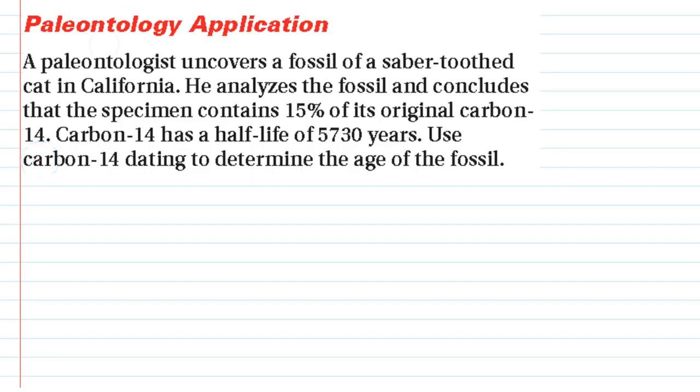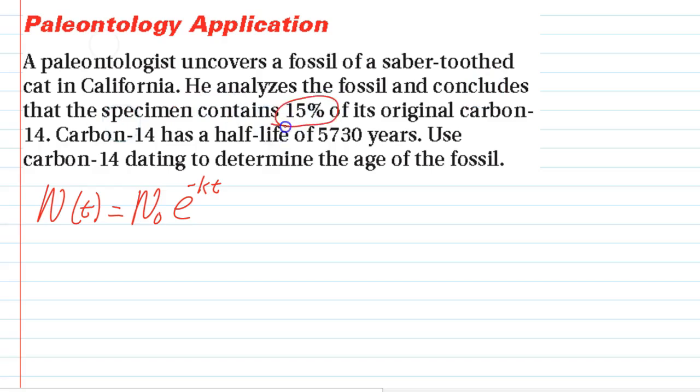Here's a half-life problem. We know the formula for half-life is N of t is equal to N naught, that means your initial amount, e to the power of negative kt, where t is time, and k is the decay constant. A paleontologist uncovers a fossil of a saber-toothed tiger in California. He analyzes the fossil and concludes that the specimen contains 15% of its original carbon.